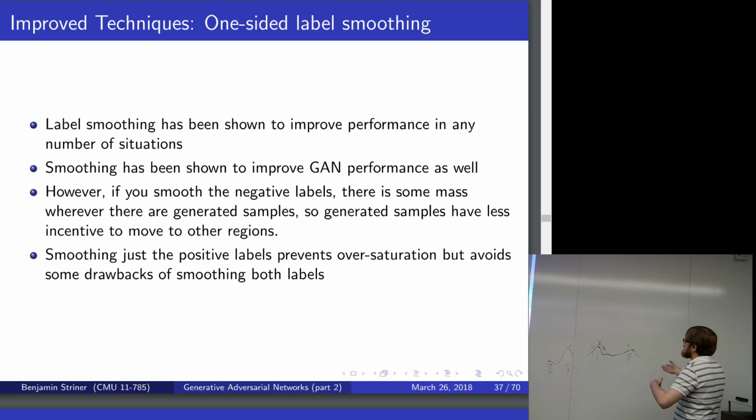But as we go through this presentation, we'll see people are stopping using cross-entropy loss altogether, so maybe this doesn't apply as much anymore as we progress through time.